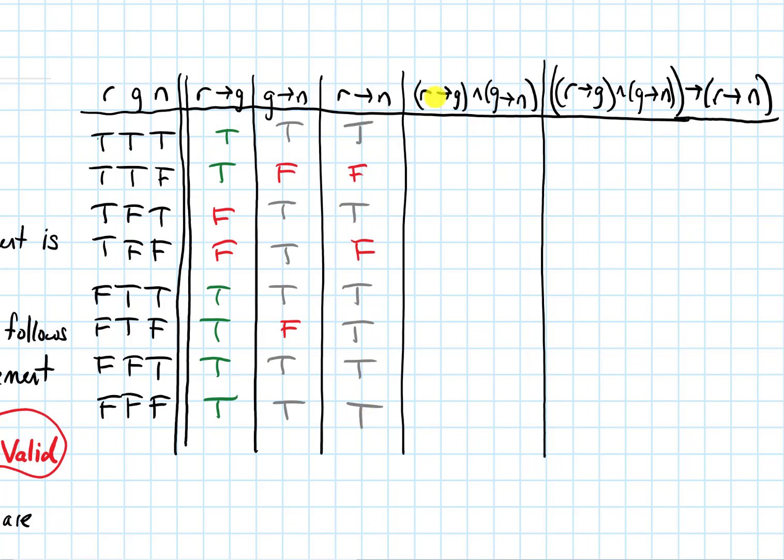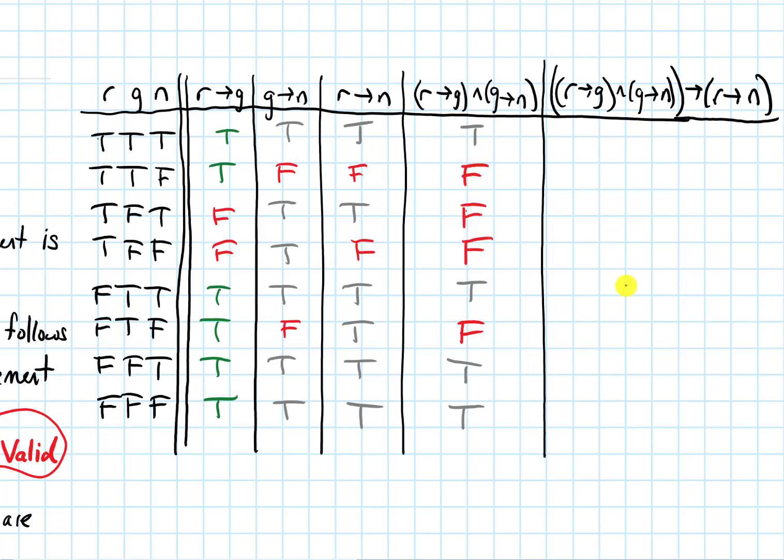Alrighty, so now we have to form this conjunction, this AND statement involving the R implies G column and the G implies N column. An AND statement is true only when both of the pieces are true. So that happens in this first row. In the first row, it's going to be true. Where else would it happen? Okay, it happens down here, 2 trues, and then the last 2 rows. We get some trues there, but the rest of these should be falses.